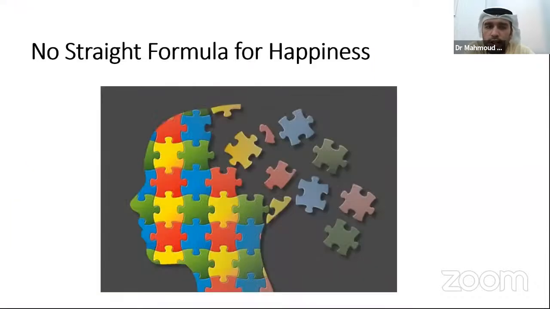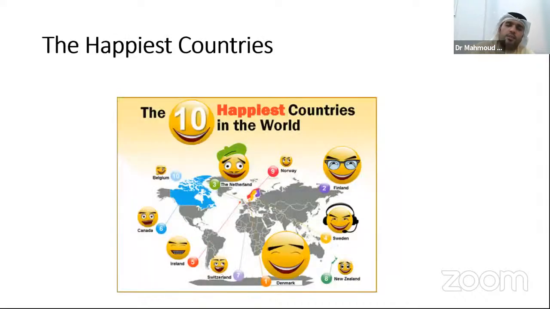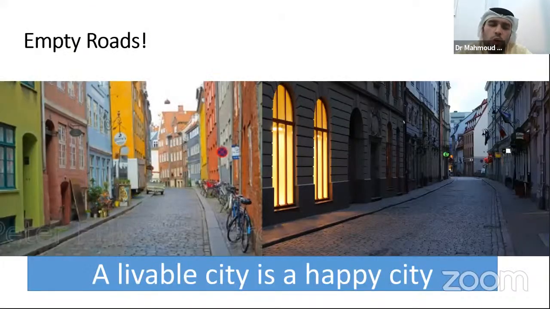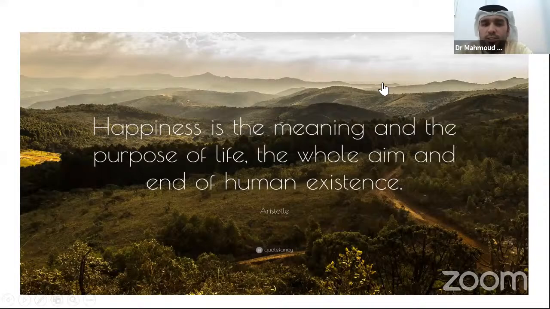So this is a social element. There is also a kind of overlap between social sustainability and the happy city. And we've seen a lot of examples of indices done on happy cities. We always look at Nordic countries as the happiest countries. And this has to do with the history, this has to do with the context itself. I don't want to go into details, but if you go deeply into these nations, you also see missing elements. If you go to a lot of these streets and cities, you don't see livability. You don't see activity in a lot of their streets. So a livable city is a happy city. And happiness, as Aristotle said, is the meaning and the purpose of life.